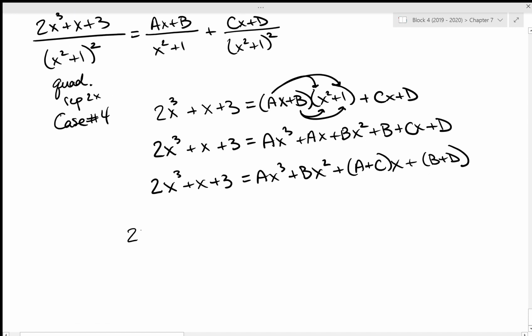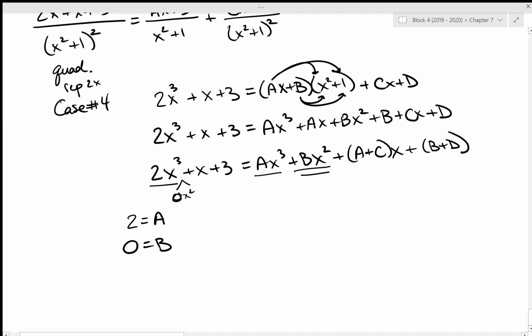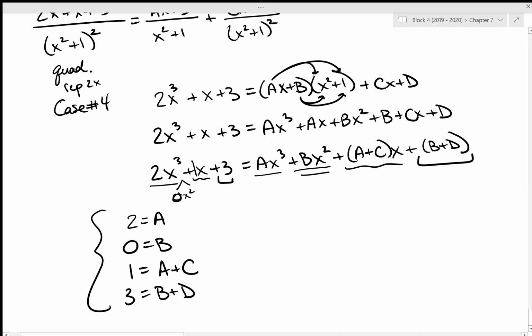So we get 2 is equal to a, because that's the only cube. Now there are no x squareds, so I'm going to write 0 equals b. Now we really have a 1x here, so it's going to be 1 equals a plus c. And then last we have 3 equals b plus d. There we go. I have my system.